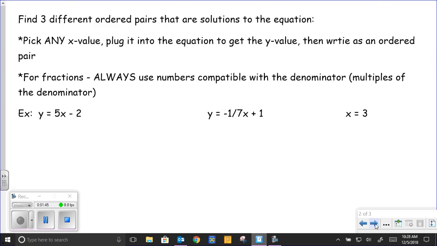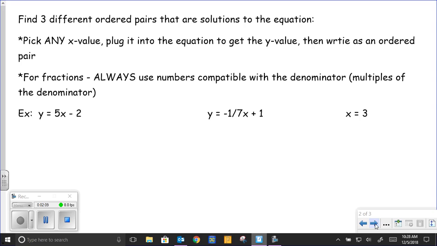Our next part, it says find 3 different ordered pairs that are solutions to the equation. You're going to pick any x value, plug it into the equation, and get the y value, and then write it as an ordered pair. Yes, I noticed my typo there. For the fractions, always use numbers compatible with the denominators. In other words, you're going to use multiples of the denominator. And I'll show you that with our second example there.